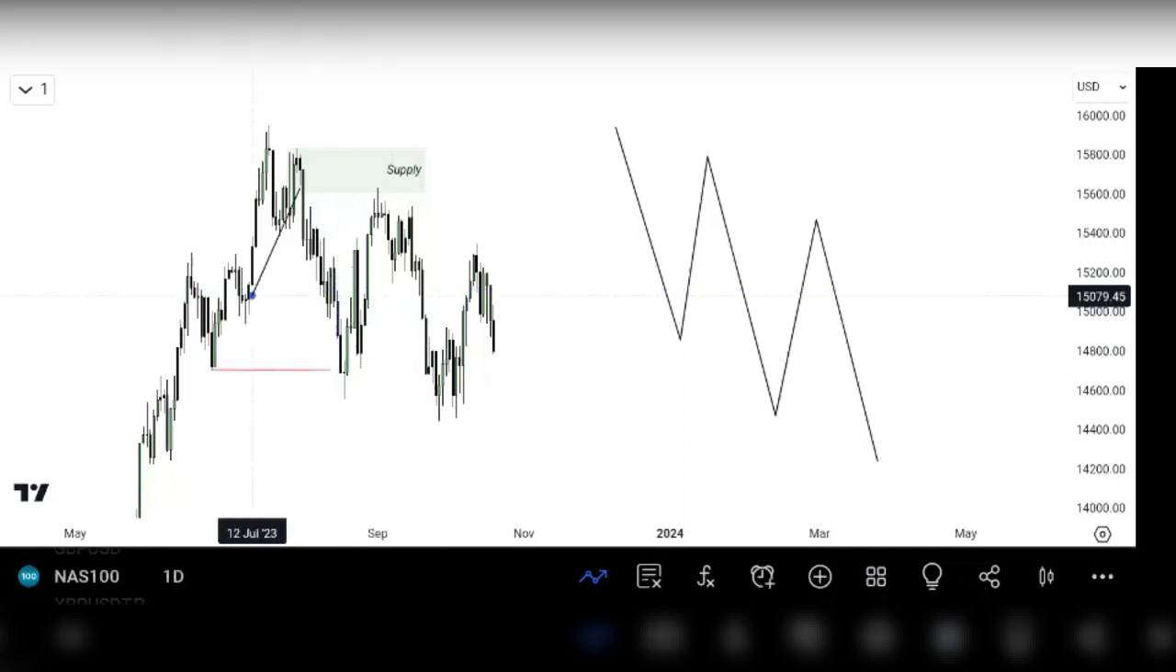Now look at the next scenario. You can see that after this supply was tapped into, price pushed aggressively and we broke past what? This new lower low that was formed. Now after this lower low was broken, we created a low that was lower than this point here. And now we can say we have a new lower low. After a new lower low is formed, what do we expect? We expect a push upward to form a new lower high.